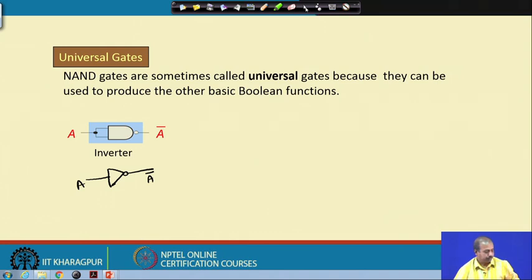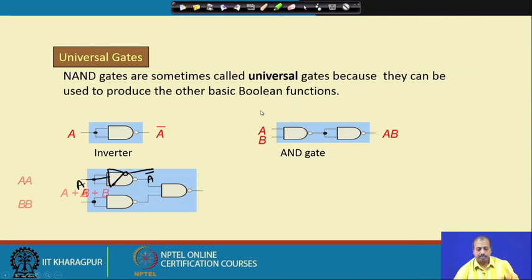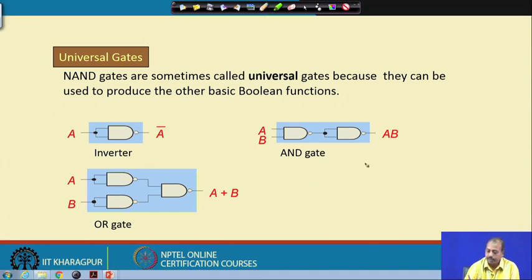Then you can also realize the AND gate by using NAND gates, because for realizing the AND gate, first of all you do a NAND of A and B. Here the objective is to get the AND function, so I will have this AND gate and A and B are the two inputs. First of all, you do a NAND, so you get A B bar here, and after that use another NAND gate as an inverter. So, you get A B. So, you can get this AND function from the NAND.